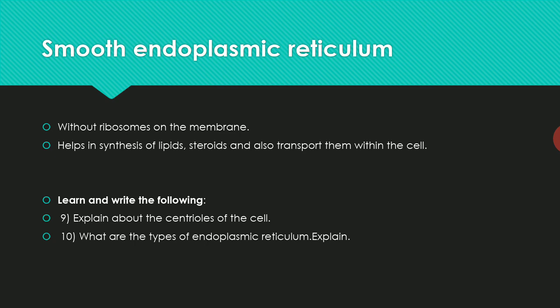And then here you are going to write the questions. Learn and write the following. Question number 9, explain about the centrioles of the cell. You should write what the shape of the centrioles is and what its functions are. If possible, draw the diagram of the centrioles. And the next one, question number 10, what are the types of endoplasmic reticulum? You should write what the shape of the endoplasmic reticulum is, what the two types are, and along with that explain the types of endoplasmic reticulum.